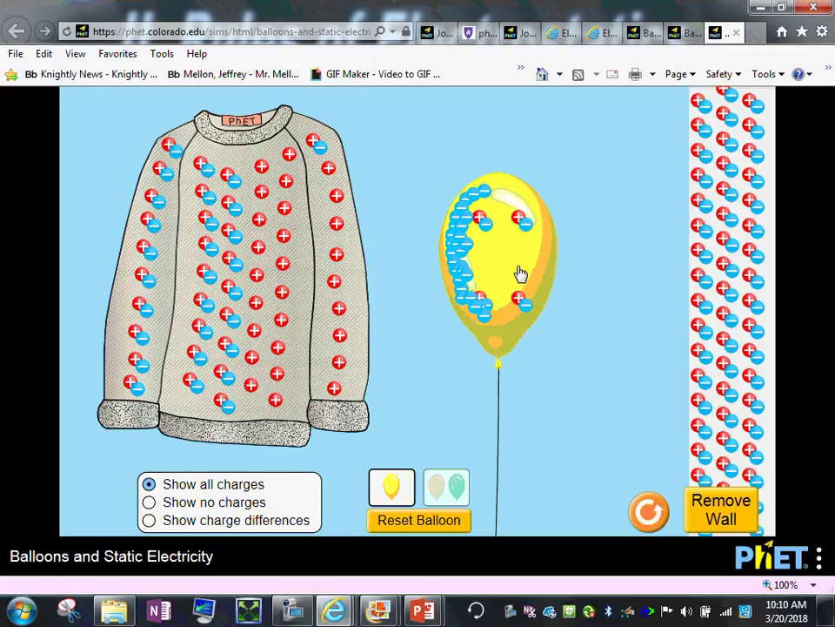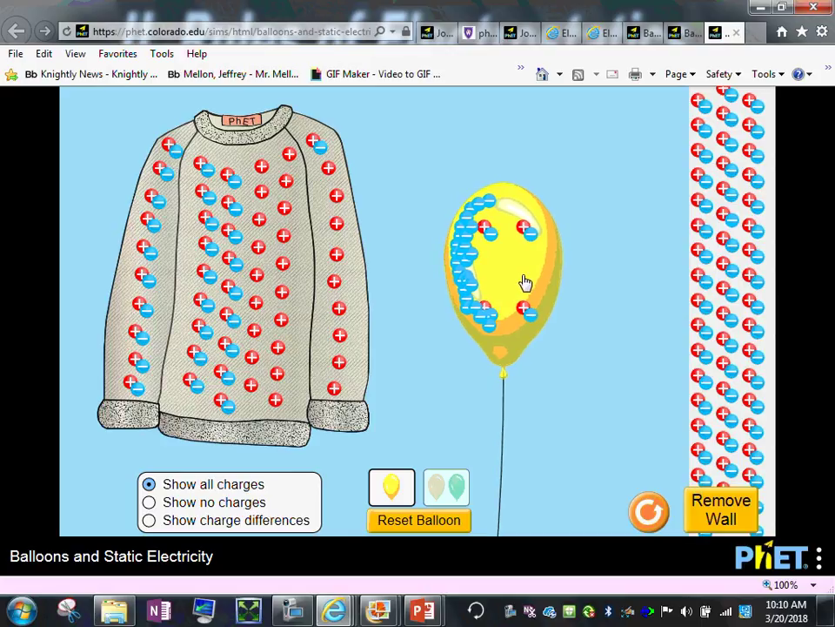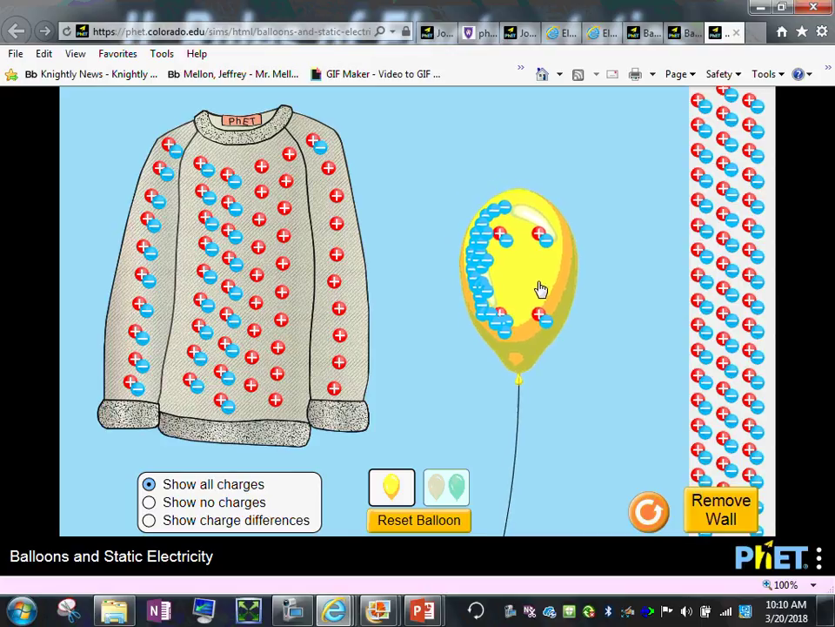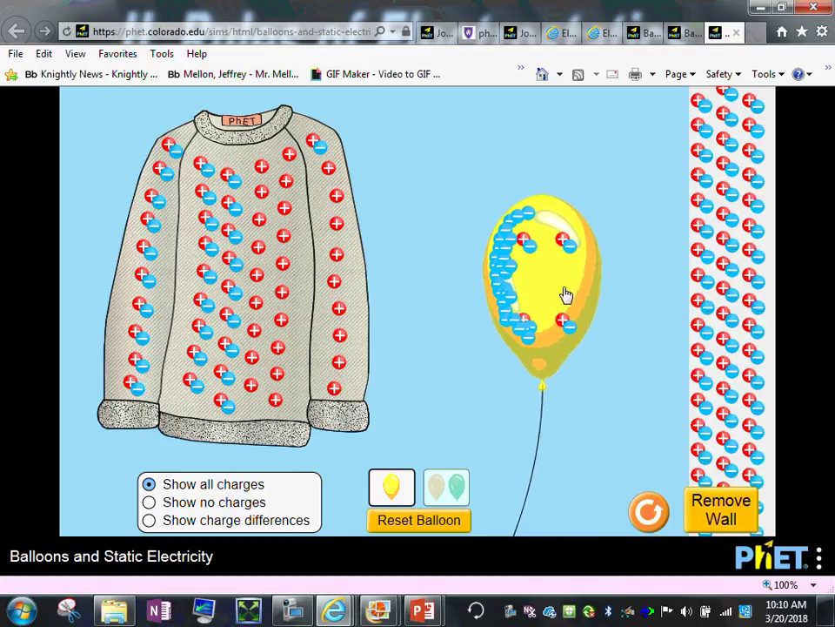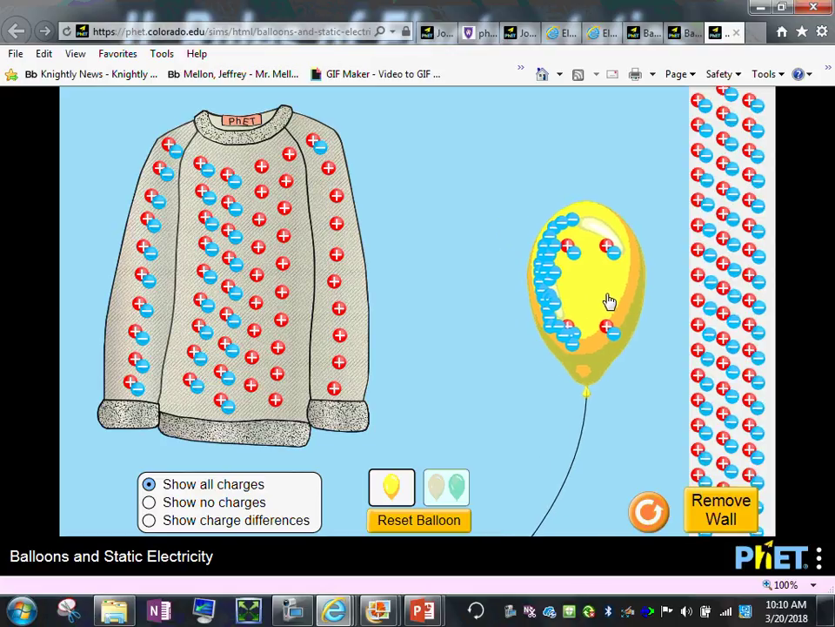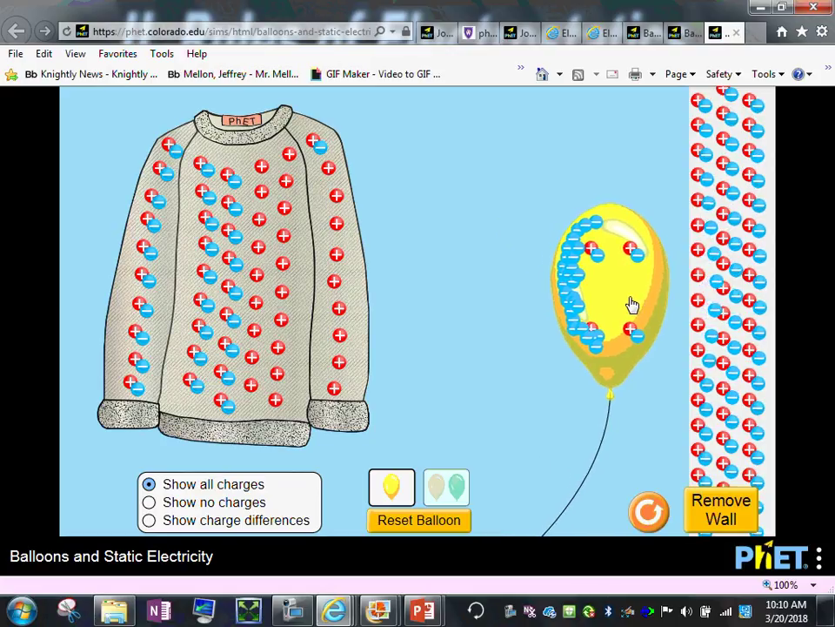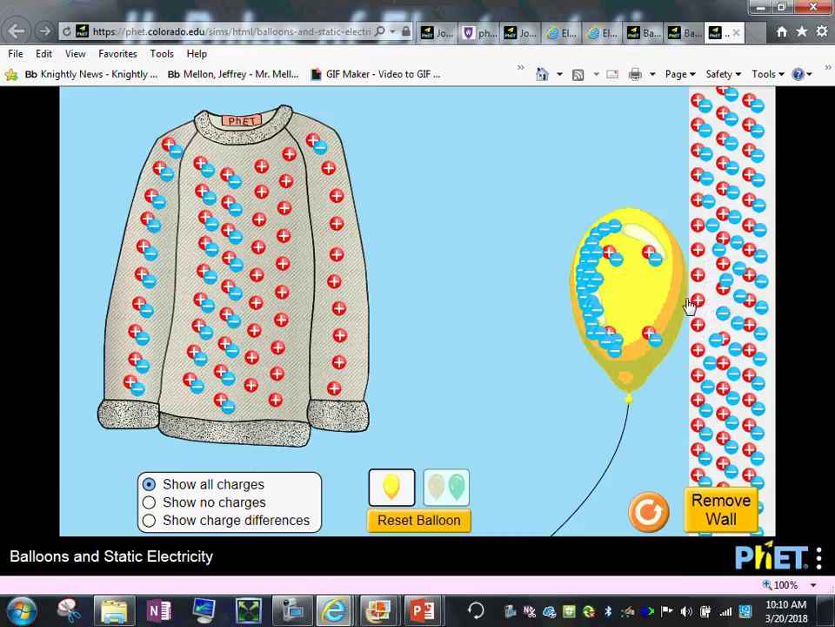Now I'm going to bring this balloon that's negatively charged to this neutral wall, and look what happens to the charge on the wall. Like rule number 2 said, the negative charges, or the like charges, are going to repel. So the negative charges on this balloon are repelled away from the negative charges on the wall. And also, look what didn't move. Positive charges, they don't move.